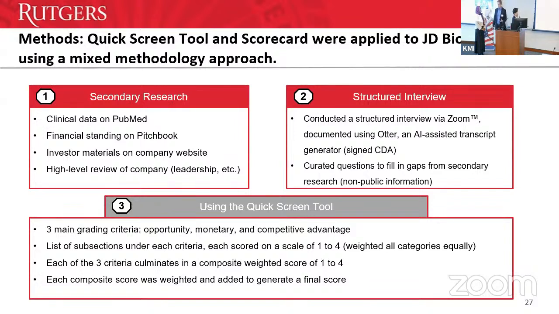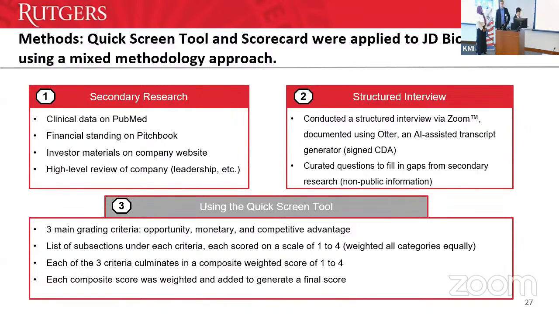To assess the company, we reached out to a company representative. In this case, it was the innovation director at JD Bioscience, Peter Gugner. We had the privilege of spending an hour with him, interviewing him with a lot of curated questions. So we got both public as well as non-public information by conducting public secondary research as well as an interview under CDA.